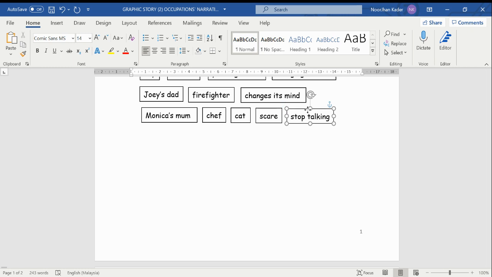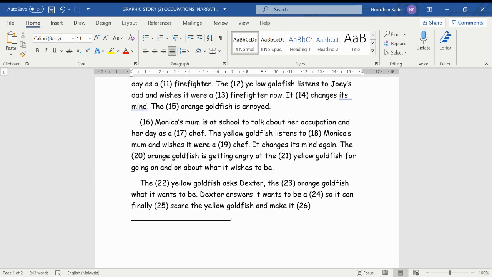So the yellow goldfish will only be praying for its life. So it will stop talking. Okay? Stop talking. Dexter answers it wants to be a cat so it can finally scare the yellow goldfish and make it stop talking. Okay? So this one, so it can finally scare the yellow goldfish and make it stop talking, is my prediction.